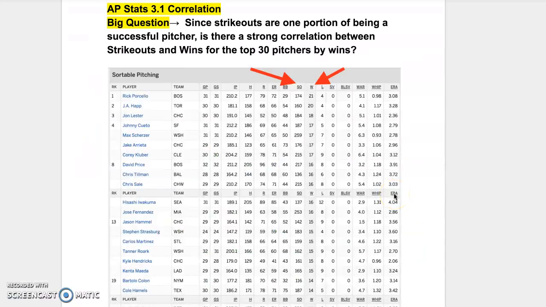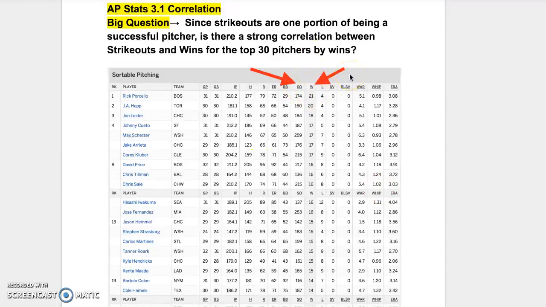So I was curious to see if there's a correlation between strikeouts and wins for pitchers in Major League Baseball. So here's the pitching stats as of a couple days ago for the top 30 pitchers, and I've highlighted the strikeout column and the win column.